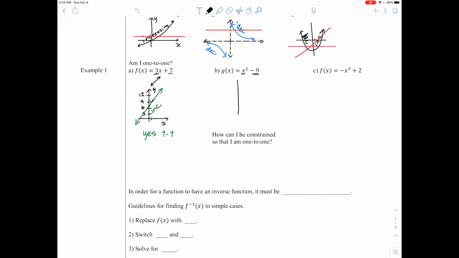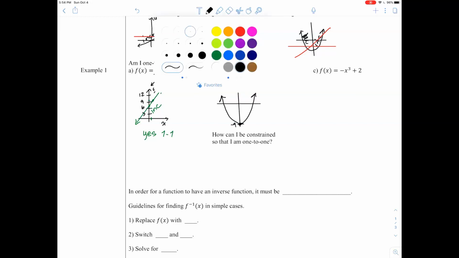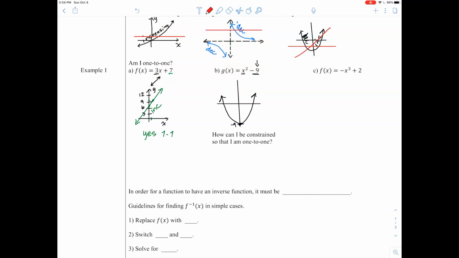So if I were to graph that, you can see that that's just the parent function, y equals x squared, shifted down to -9. So if this is -9 here, then your parabola is going to do something like that, right? And so that is definitely not 1 to 1 because it decreases on the left and then hits the vertex and then increases on the right.